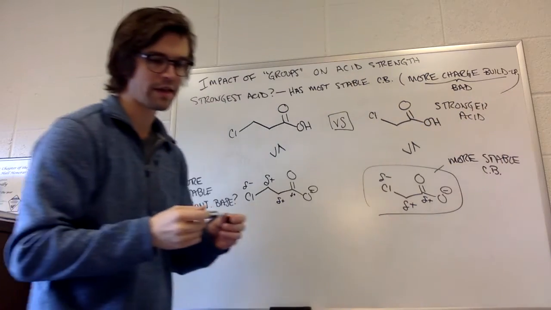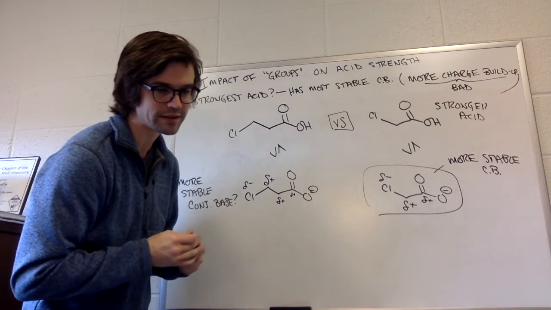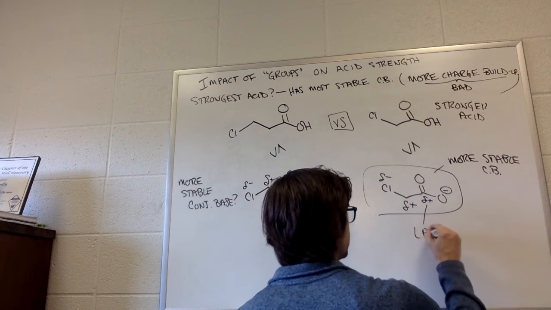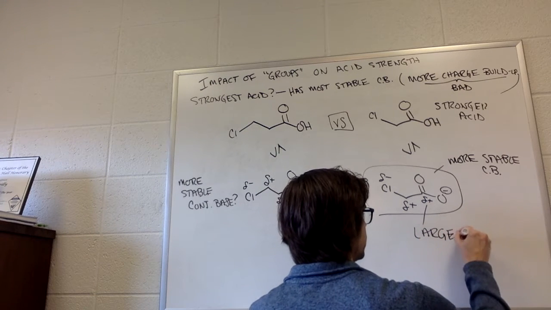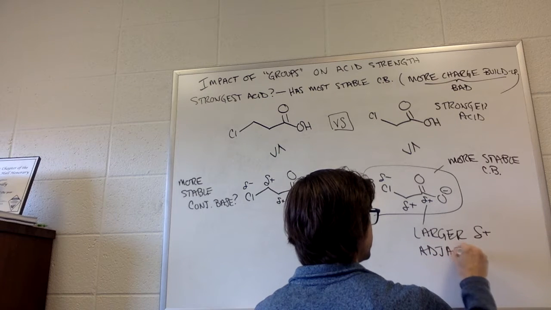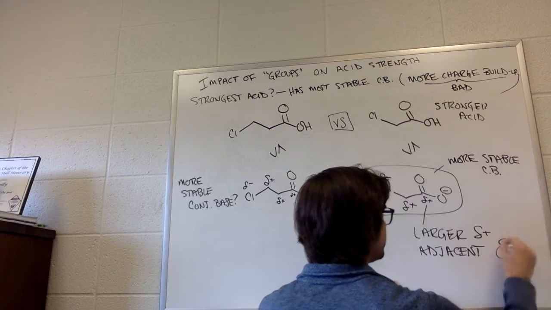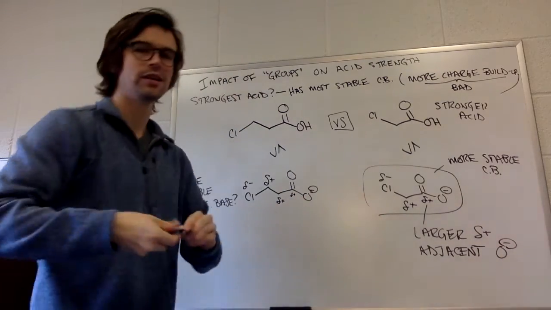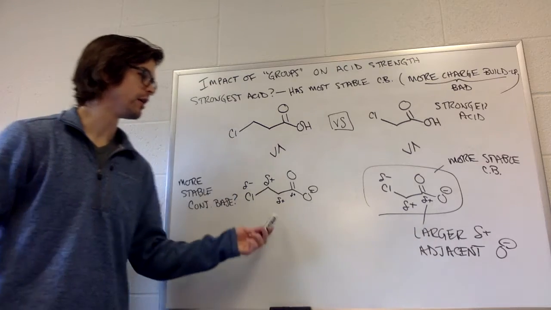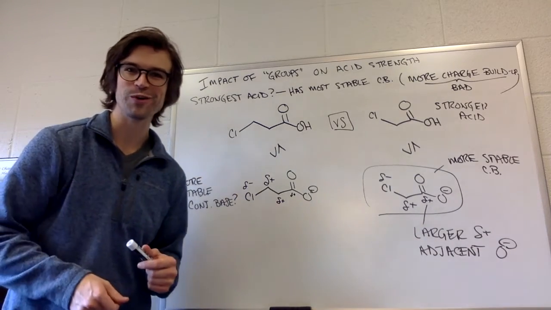And why was that? Again, that's because induction fades with distance. We have a larger partial positive adjacent, so right next to the O minus. So we want positive to balance that negative, and we get it more here than here because of that distance effect. All right, we're going to do another one.